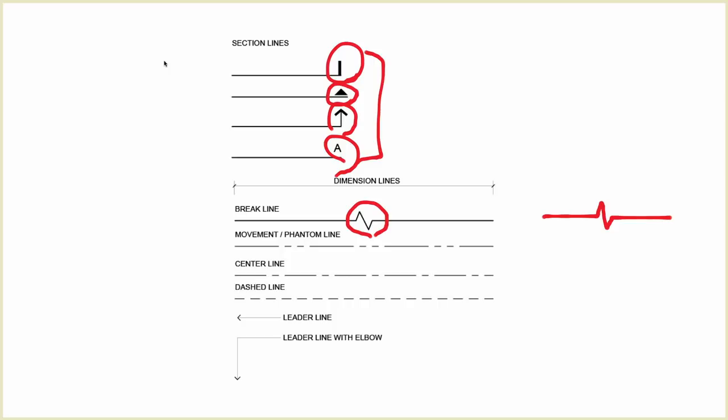Movement or phantom line has two dashes and then a long dash. Center line is a long dash and a short dash. Dash line or a hidden line is just a bunch of even dashes. And then we have our leaders with the little arrows on the end. We'll get into that when we get to Illustrator a little bit more.